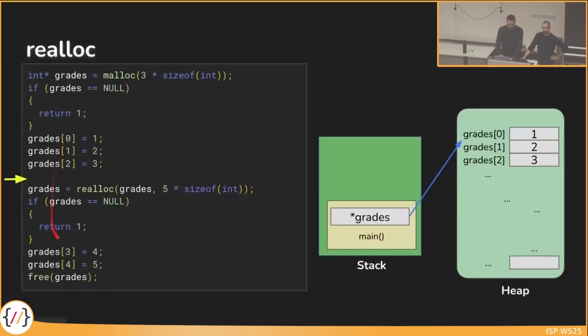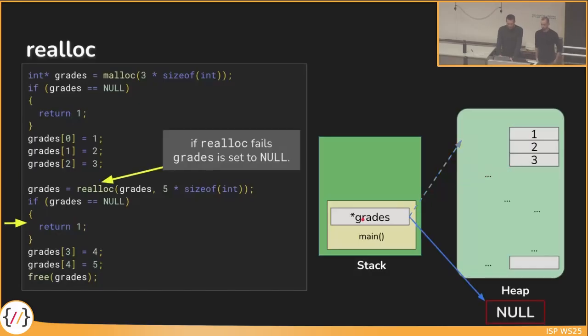So this was the code that we have shown in the quiz. Until here, we just allocated memory on the heap, so 3 times the int, and then we stored values in it, and we have the pointer in our grades variable. After realloc, if it fails, the grades pointer is set to null, as we store the result of realloc in grades.